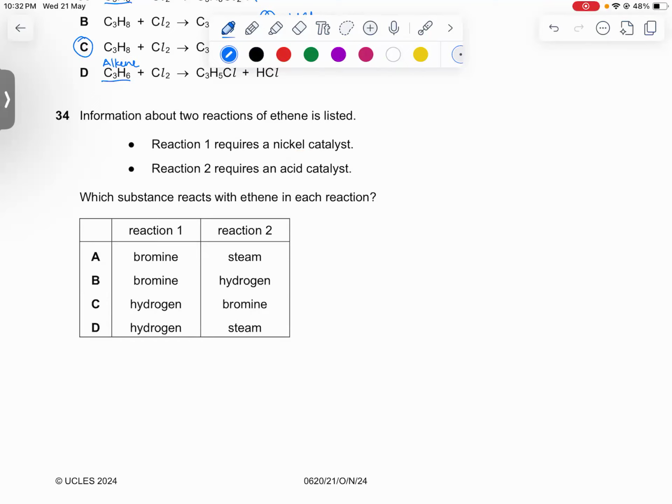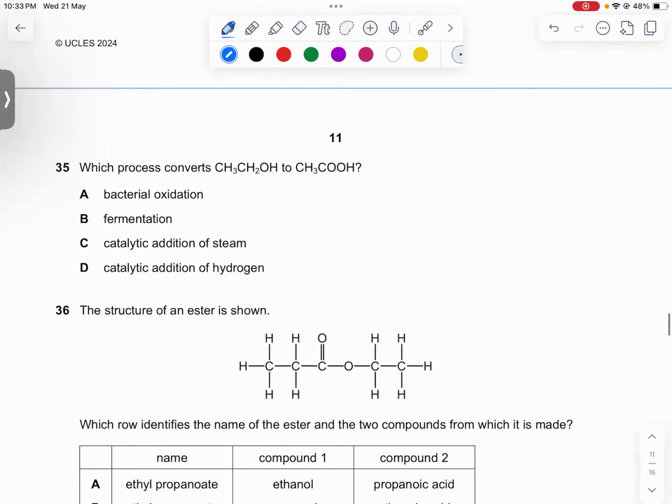And the acid catalyst, where do we usually see an acid catalyst? In steam. In steam we use phosphoric acid, H3PO4. And in hydrogen we use a nickel catalyst. So the answer is D for doctor.